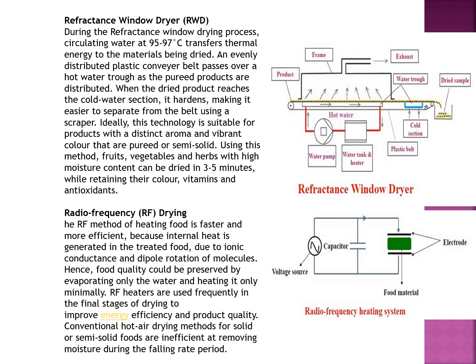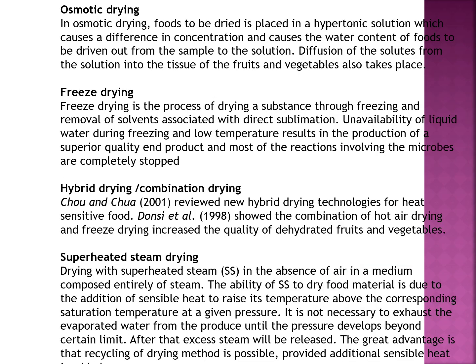Next is the radio frequency drying. In this, the heating of food is faster and more efficient because we use the internal heat which is being generated in the treated food due to the ionic conductance and dipole rotation of molecules. Hence, the food quality could be preserved by evaporating only the water and heating it only minimally. It is frequently used in the final stage of drying to improve the energy efficiency and product stability. Next is the osmotic drying. In this, the food product is placed in the hypertonic solution, which causes a difference in concentration and causes the water content of food to be driven out from the sample to the solution.